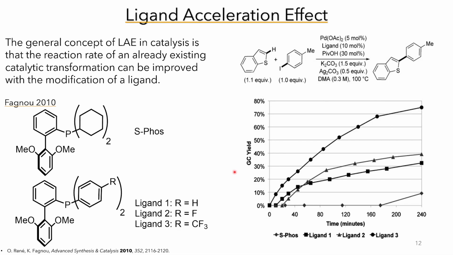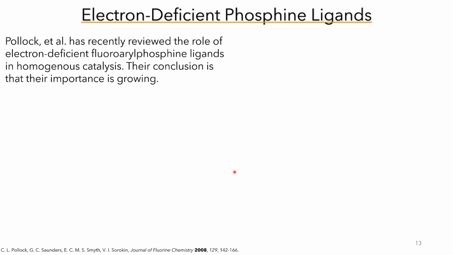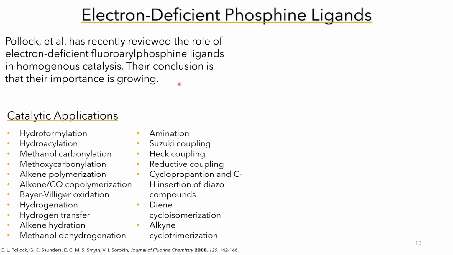Now, this idea of electron-poor catalysis isn't new. There's a great review by Pollock, who recently reviewed the role of electron-deficient fluoroaryl phosphine ligands in homogeneous catalysis, and their conclusion was that the importance of this field is rapidly growing. In fact, there were many catalytic applications for these electron-poor ligands, everything from hydroformylation to all these different couplings and so on. And this isn't even a comprehensive list.